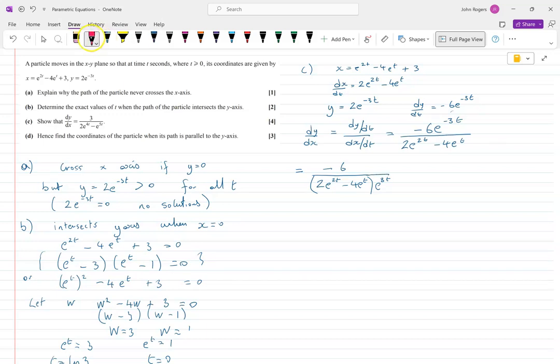Or if you prefer, you can think of it as timesing by e to the 3t on top and bottom to get rid of the negative indices, because then you're going to get the e to the 0, which is 1 on the top, and then you're going to get the thing on the bottom that we want. So whichever way you want to think of it, take the e to 3t to the bottom. So that's probably something the examiner would like to see, and then we can multiply that out.